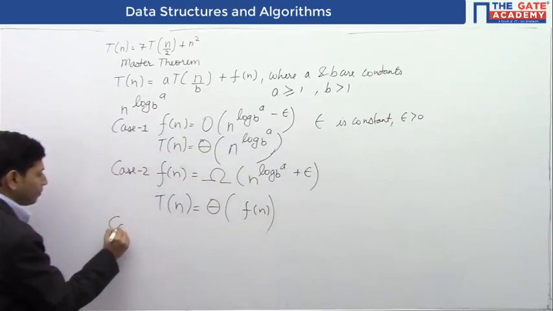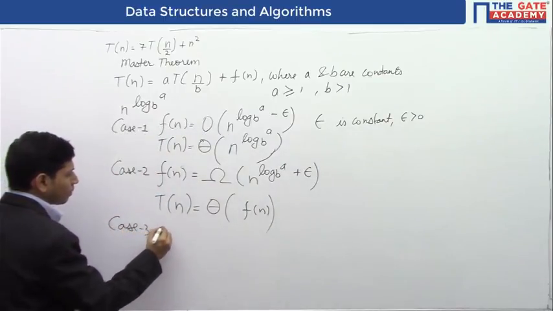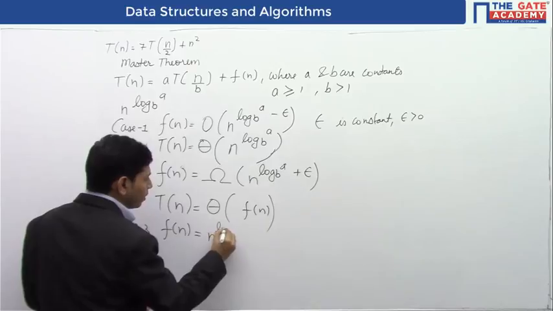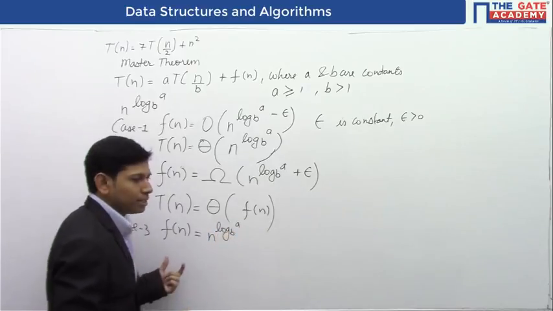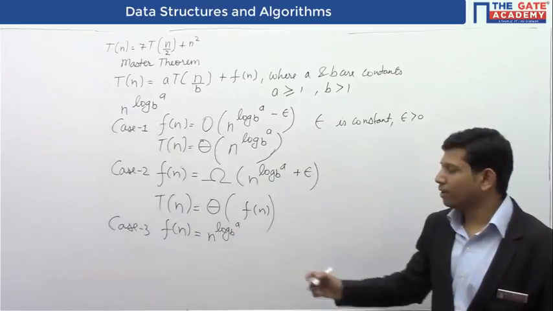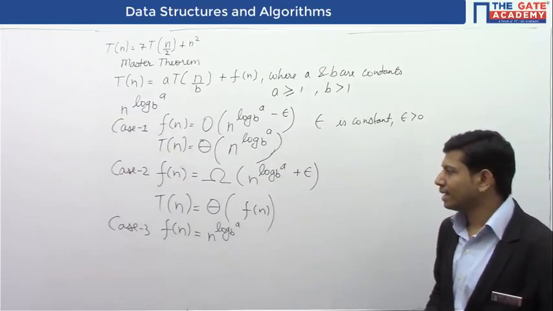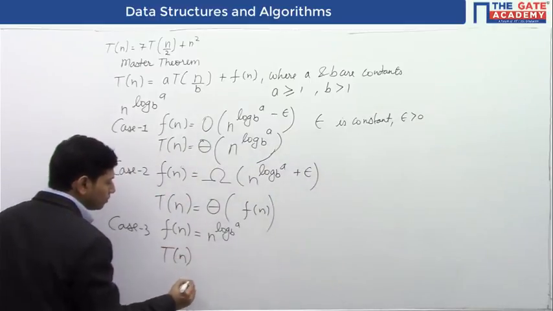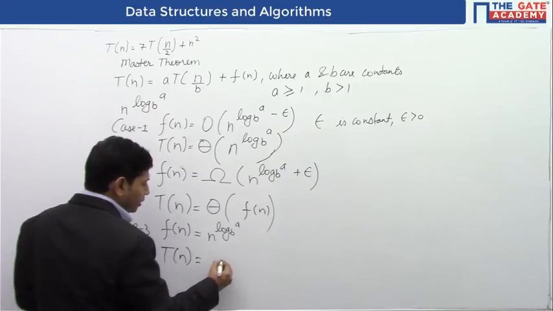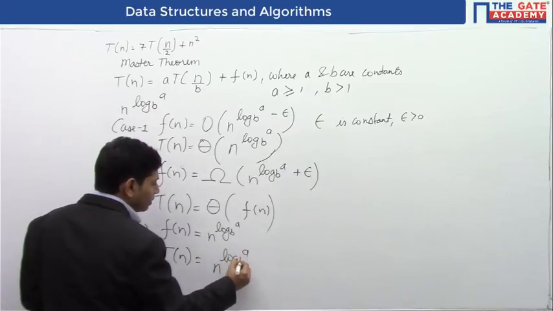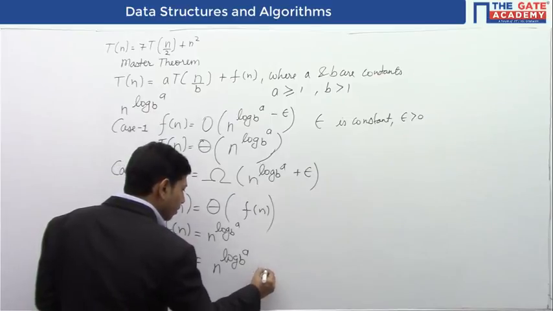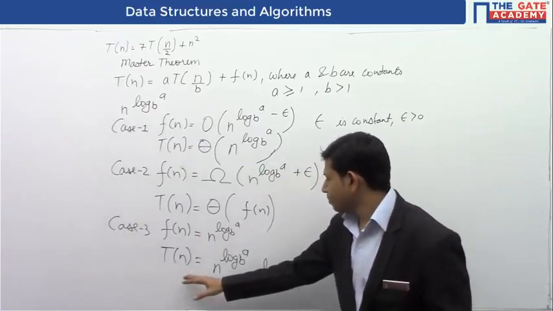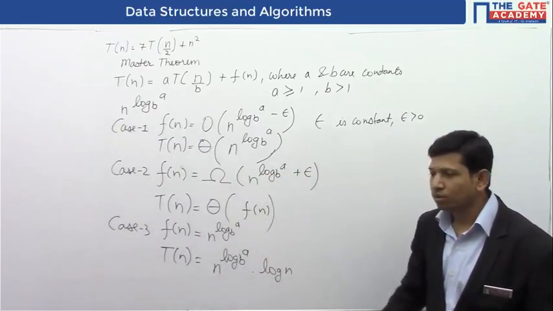And in case 3, if f(n) is equal to n raised to power log of a base b, that means both are equal. In that case, what will be the value of T(n)? T(n) will be n raised to power log of a base b into log n.